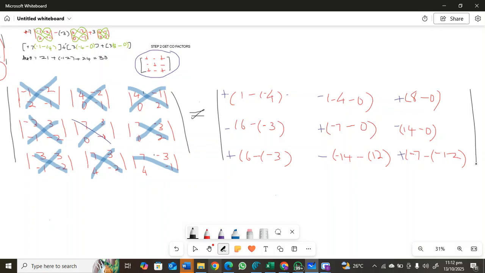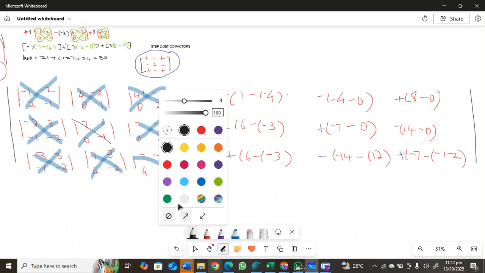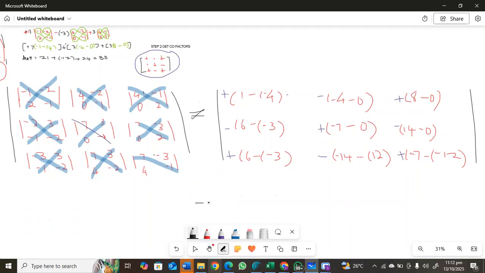All right, colleagues. So now we need to get our values. So here we start. Negative 1 minus negative 4. That's the same as 1 plus 4. So we get positive 5.